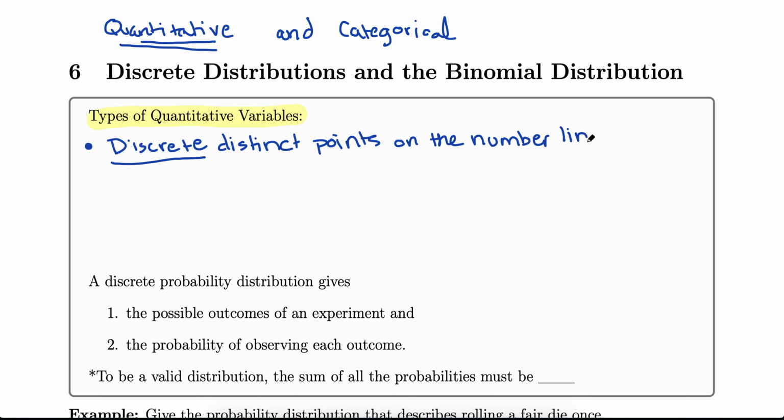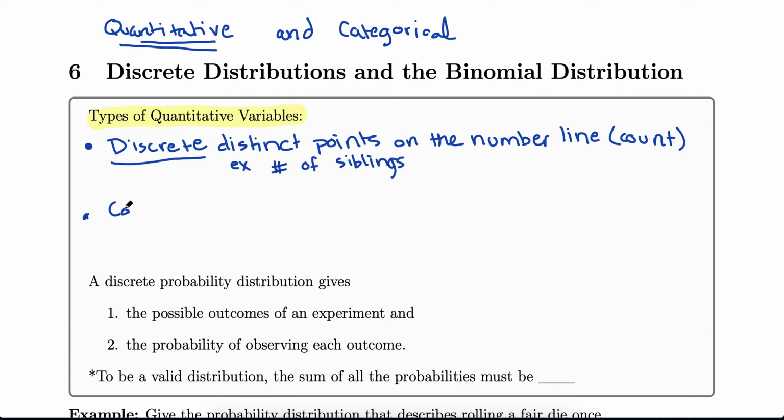Again, if you want a one-word way to think of this or remember it, you can think of it as counts. An example of this might be the number of siblings that a person has, or maybe the number of days until some big event for a countdown, things like that. So distinct points on a number line, nothing with decimals or something like that.